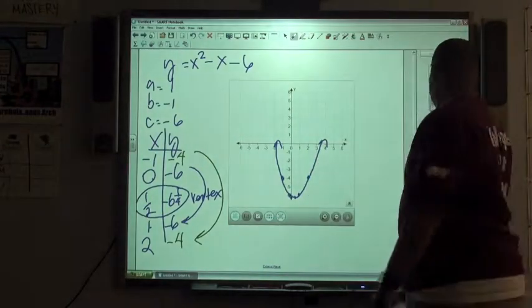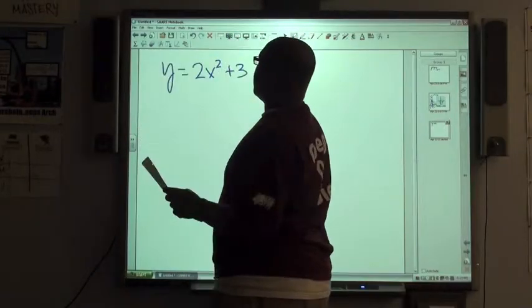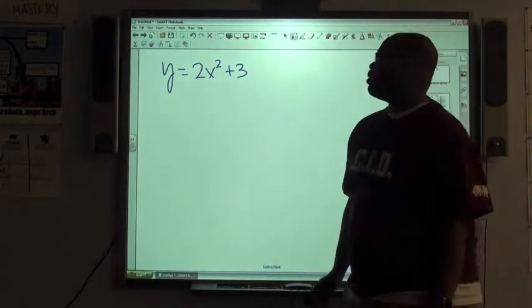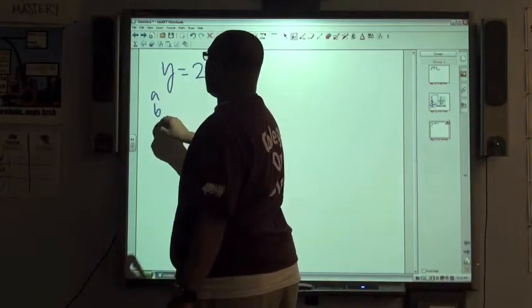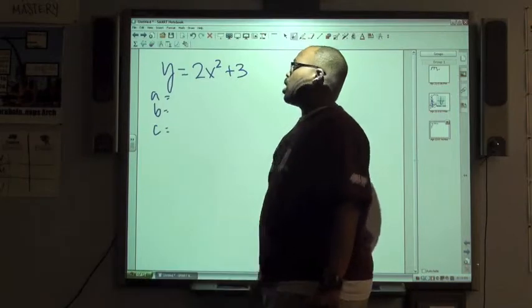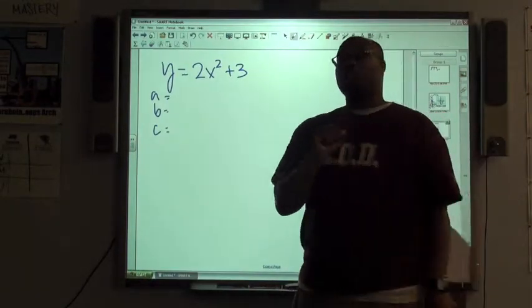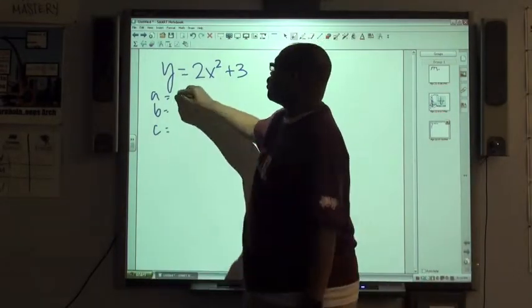Let's do another one. Plus 3. This one is a little funny because when I identify my A, B, and C, I'm going to notice that one of the numbers is missing. Remember, A is the coefficient of x squared. So that means A is 2.